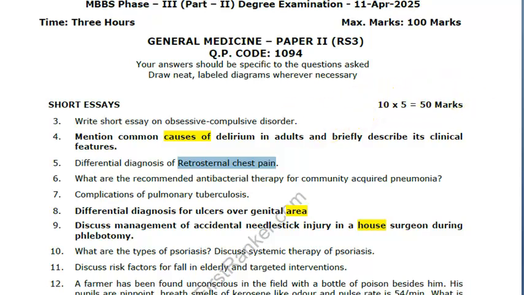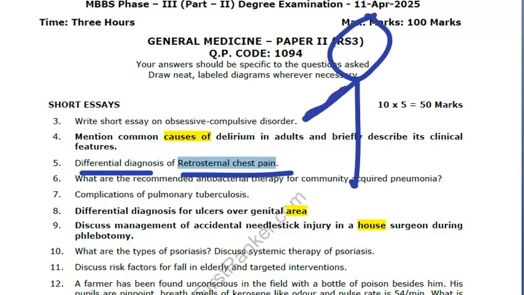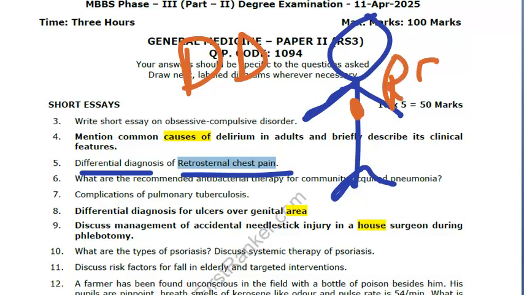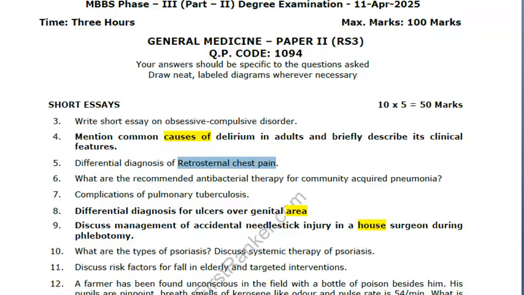Hello guys, look at this question here. Differential diagnosis of retrosternal chest pain. So what are they talking about? So we'll draw our human here and he has a chest, right? In this chest he has pain behind the sternum, retrosternal chest pain. Now what have they asked you in this differential diagnosis of retrosternal chest pain? Let us look at why and how it can happen.